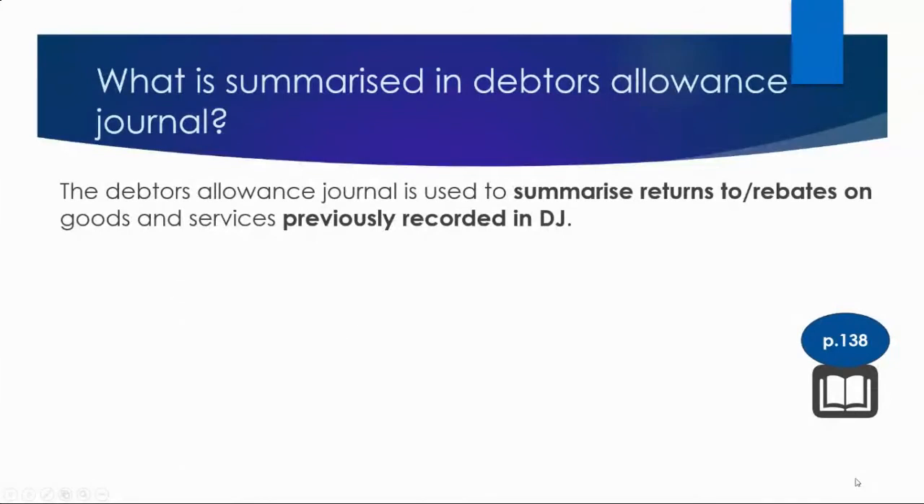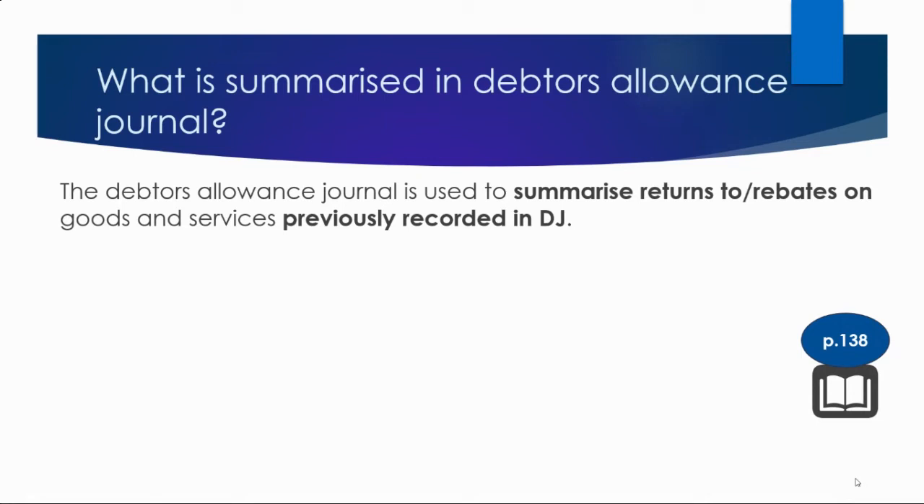Now, what does our debtors allowance journal summarize on the other hand? That basically summarizes any returns. So that's where I purchased goods from someone and it was either the incorrect good or the product was not of the best quality, so it was substandard. Or alternatively, I've requested a rebate. That can be a trade discount or a bulk discount. It might also be a discount or a rebate due to the fact that the product was of a lower quality and then I asked for a reduction in price.